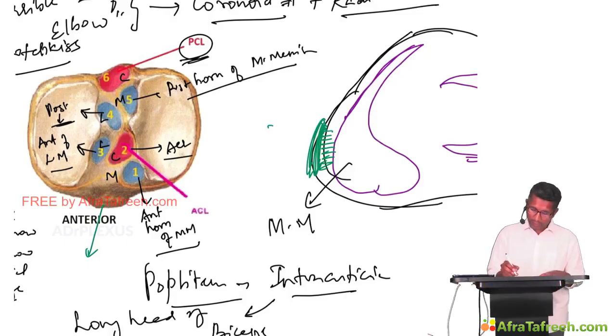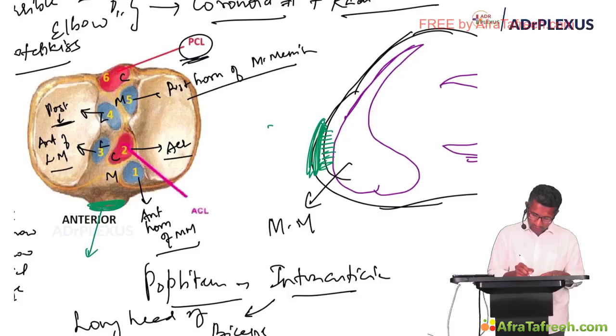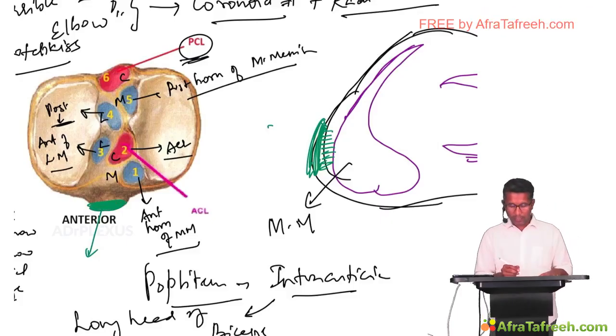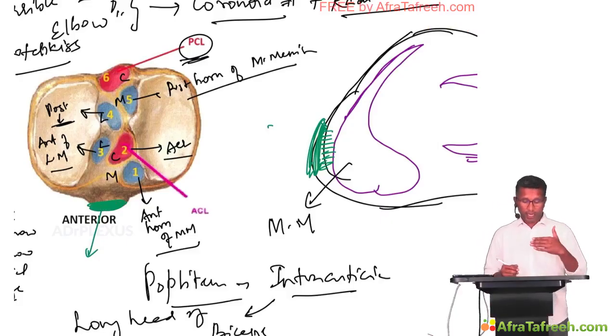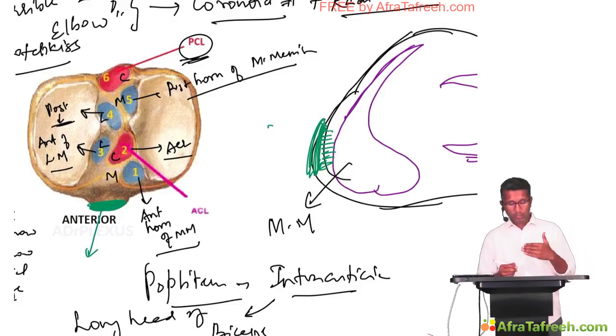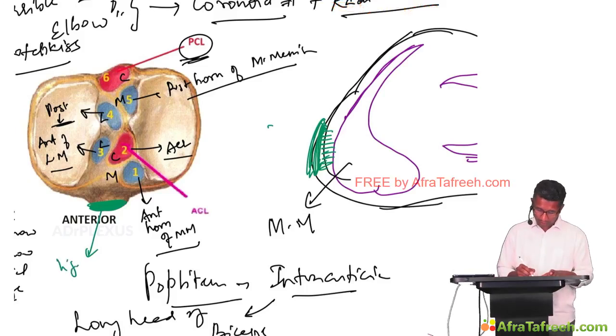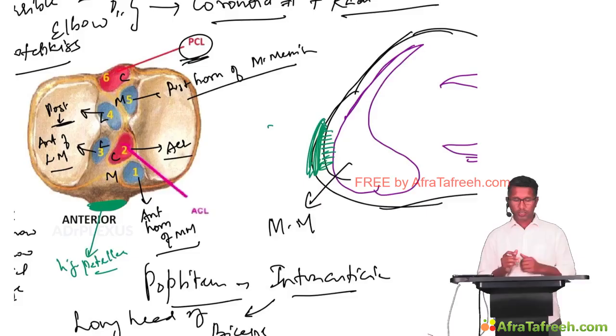tuberosity. And there is an important ligament which is attached to this tibial tuberosity. This ligament which is attached to the tibial tuberosity is the ligamentum patellae. So it is the most anterior structure here. Behind that, all these structures are arranged. So what is this structure? This is called the ligamentum patellae, guys.